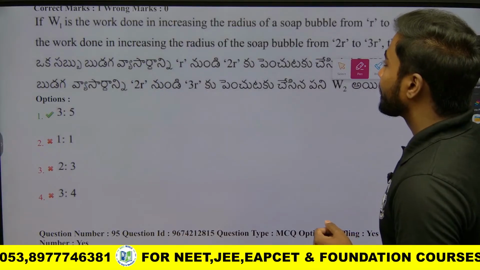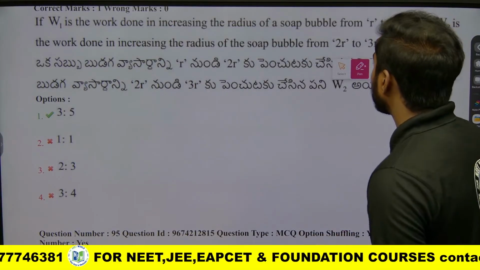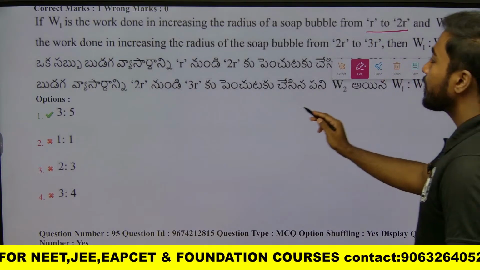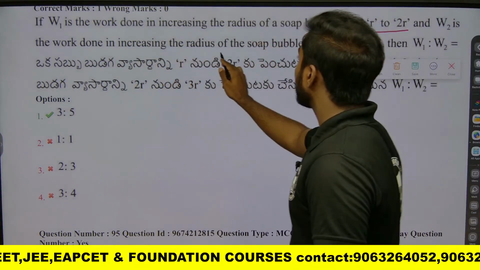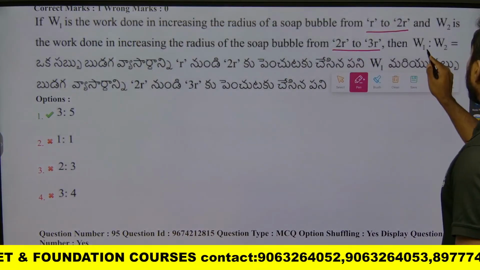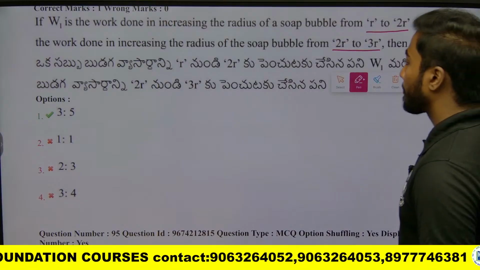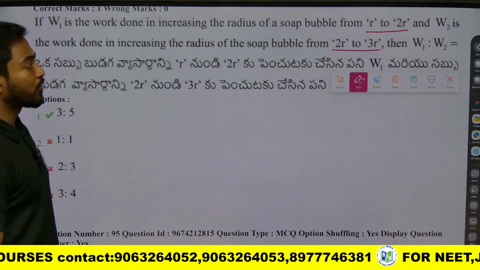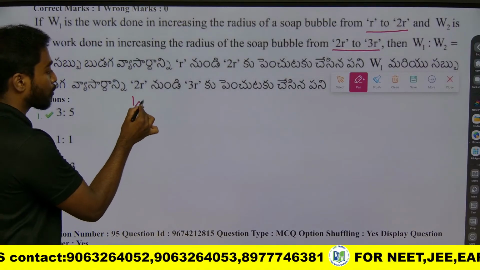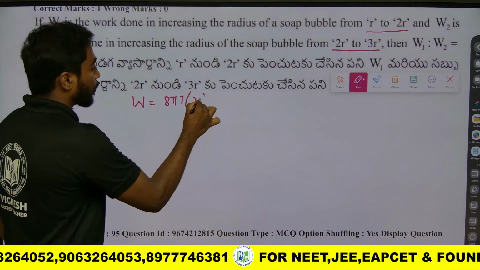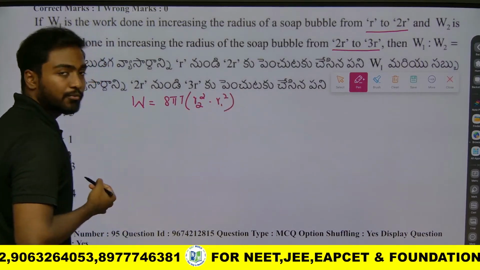If W1 is the work done in increasing the radius of a soap bubble from R to 2R, and W2 is the work done in increasing the radius of the soap bubble from 2R to 3R, then what is the ratio of W1 to W2? Okay. So for work done to increase the radius of the soap bubble, we know the direct formula, no? W is equal to 8 pi T (R2 square minus R1 square). This is the formula, right?